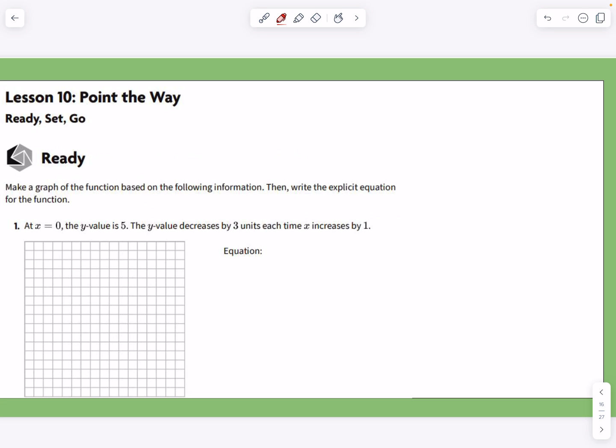So it says make a graph of the function based on the following information, then write the explicit equation for the function. So the first one says at x equals 0, y has a value of 5. The y value decreases by 3 units each time x increases by 1. So one of the things I like to do here, just to kind of get myself set of what I'm doing, is I make a little table. It doesn't ask you to make a table, but I'm going to make one anyways.